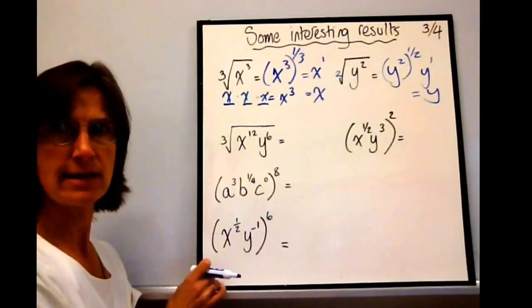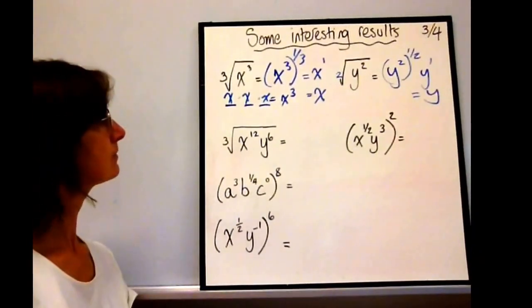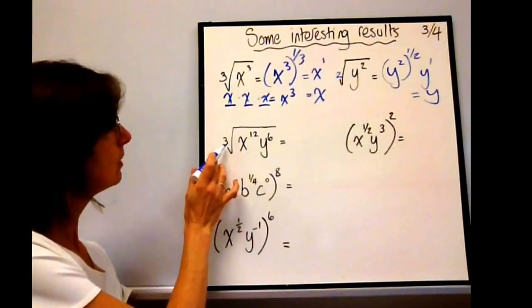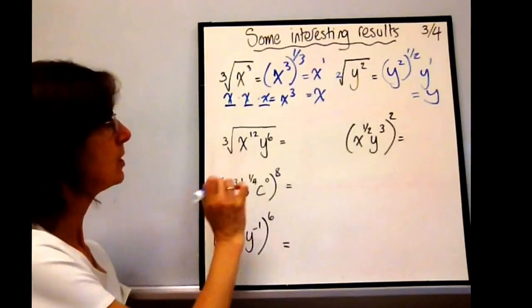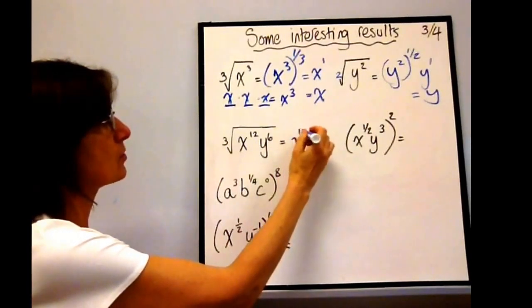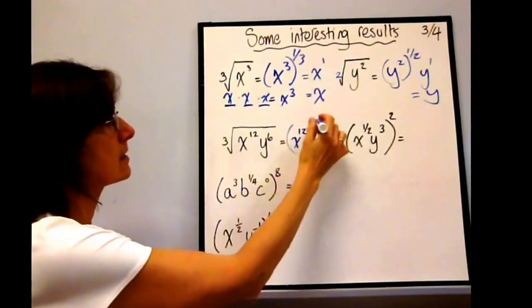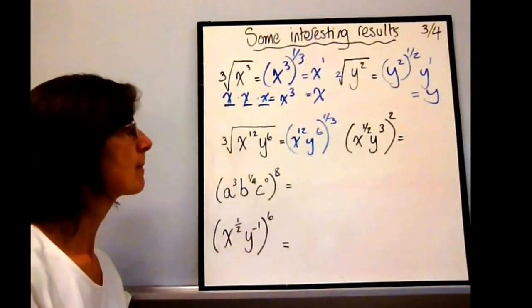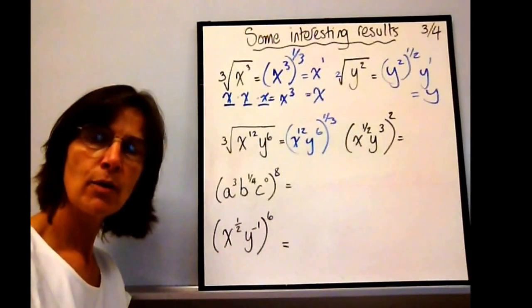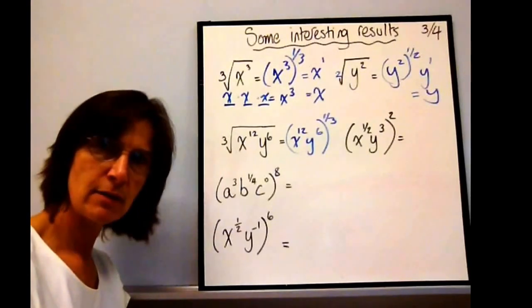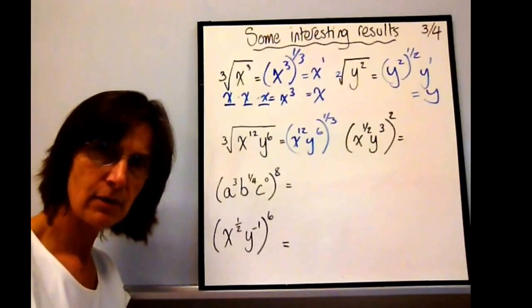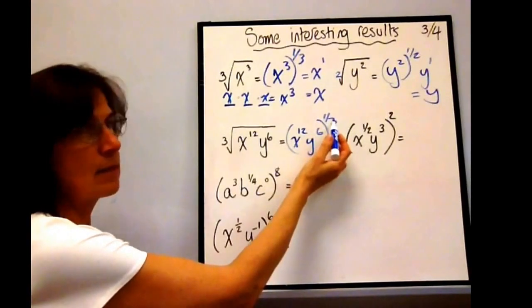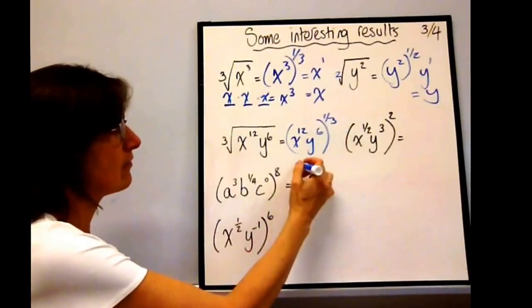So let's look at these. These are really nice, don't they? I could convert this to the power of 1/3. So I would have x to the 12th, y to the 6th, all to the 1/3 power. If I'm multiplying by 1/3, that is the same as dividing by 3. 12 divided by 3, or 12/3, is 4.